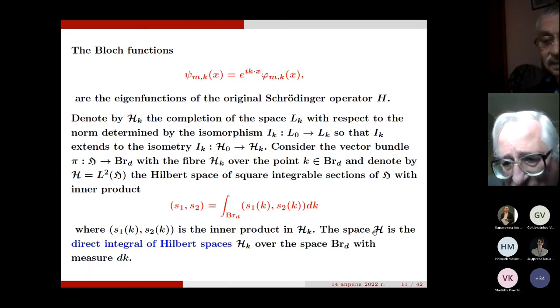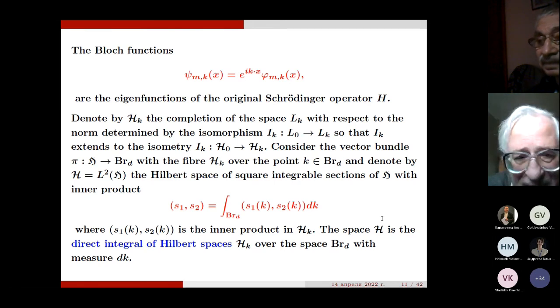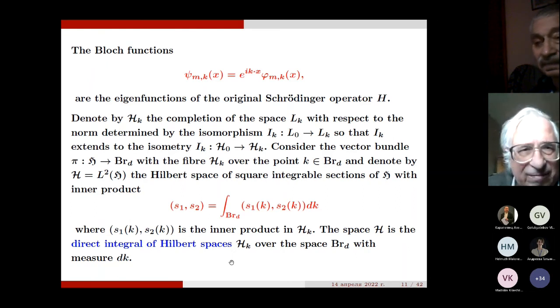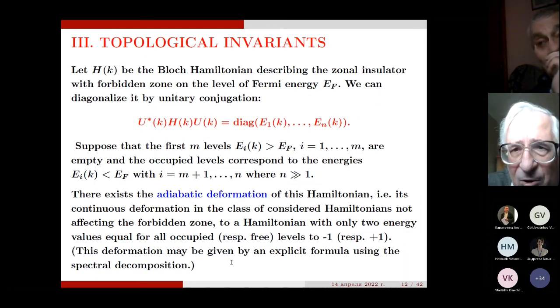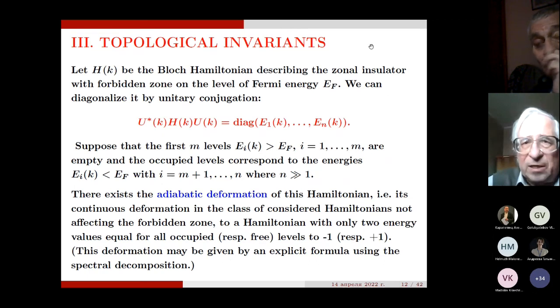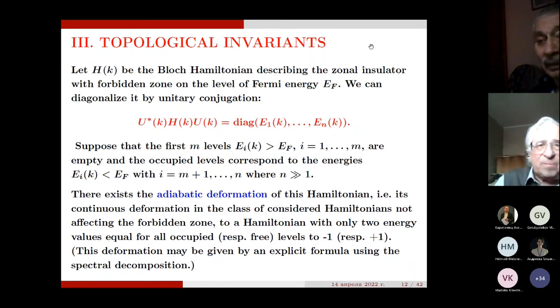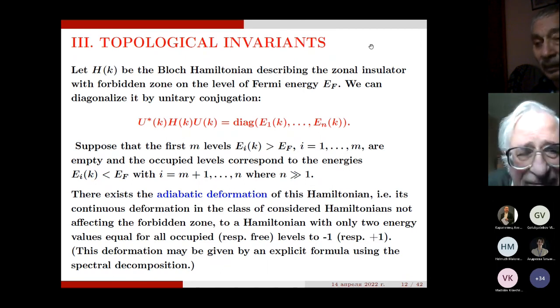This space H, in fact, is the direct integral of Hilbert spaces H_k over the Brillouin zone with respect to the measure dk. But I will not explain what a direct integral means, just for those who know what that is. Okay, now I have recalled the basics of the Bloch theory. Now our main goal is somehow to describe the topology of these insulators. How to describe them?